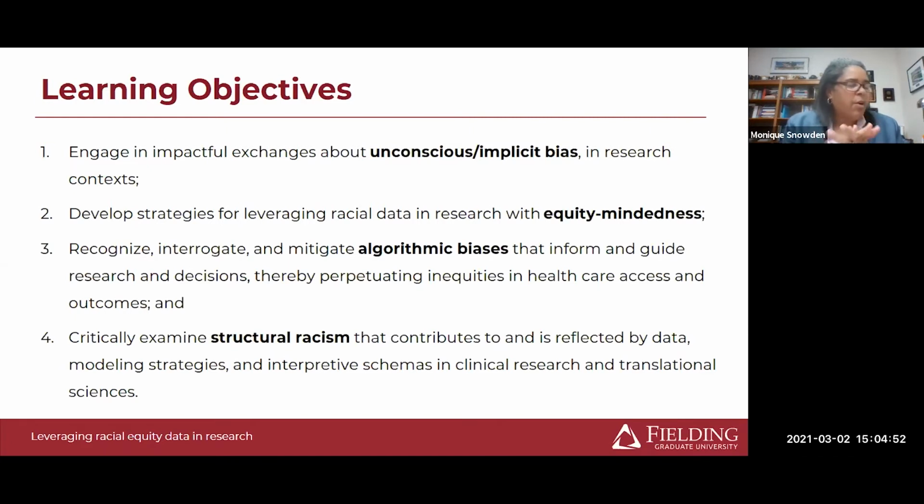First of all, we're going to go over some constructs of unconscious and implicit bias, talking about the differences between those two, leaning into this notion of equity mindedness. What is it, and how is that germane to CTS? And then we'll also talk a little bit about algorithmic biases and what algorithmic equity is all about. And then lastly, we want to critically examine structural racism as it occurs through data, presentations, and algorithms in our actions and practices. So that basically lays out what we're going to try to accomplish by the end of the 2 hours.